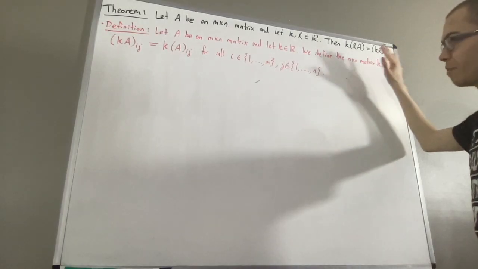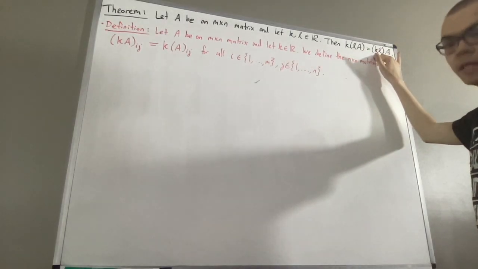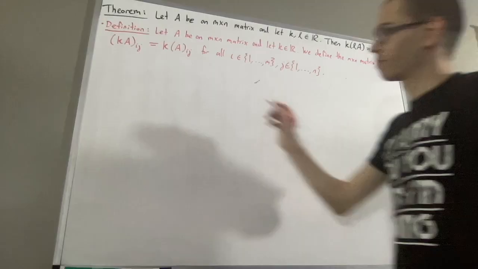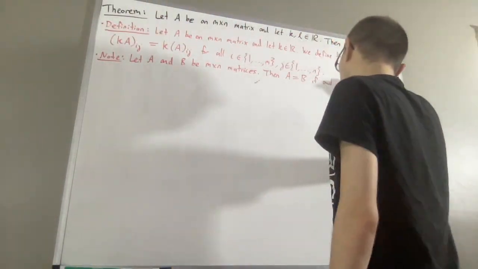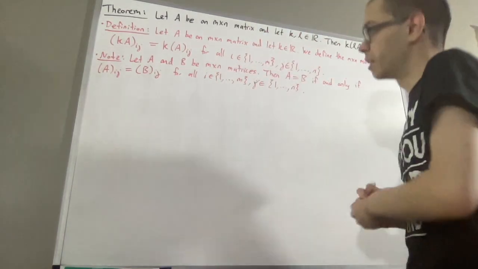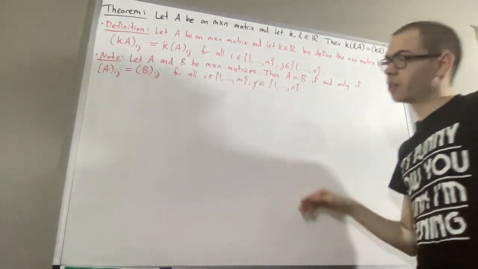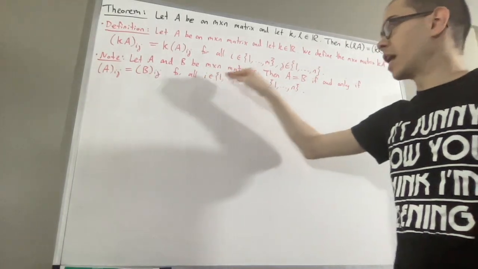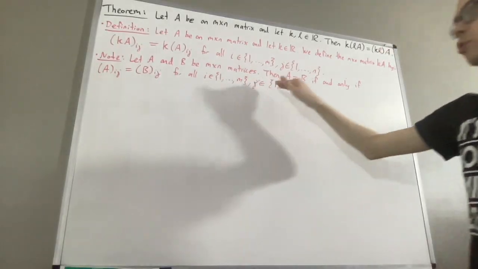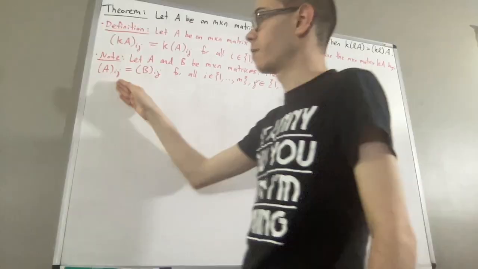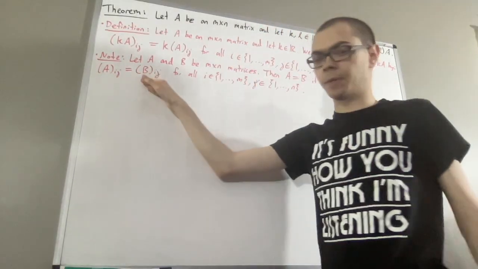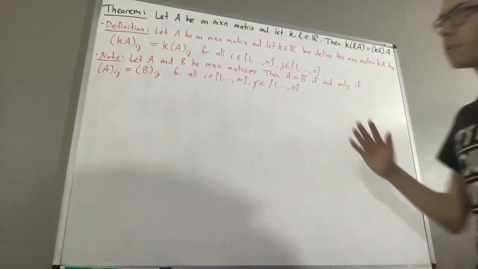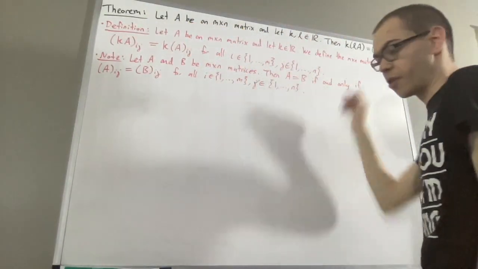Now, what does it mean for two matrices to be equal? It means that they have the same corresponding entries. More precisely, given that A and B are m by n matrices, then A is equal to B if and only if for every pair of integers i and j, where i is between 1 and m, and j is between 1 and n, we have that the ij entry of matrix A is equal to the ij entry of matrix B. So really it just means that they have the same corresponding entries. Okay, so now let's get into proving this theorem.